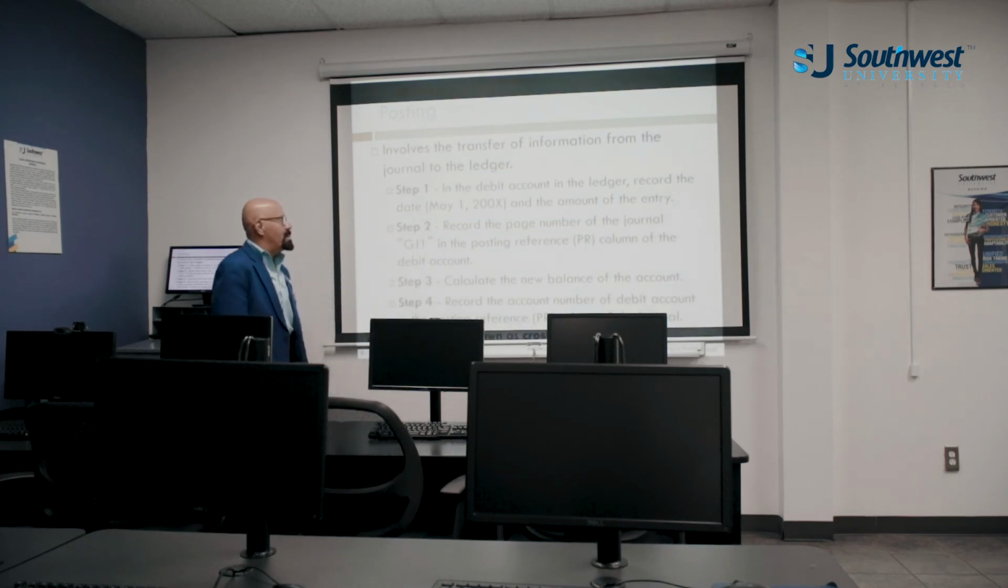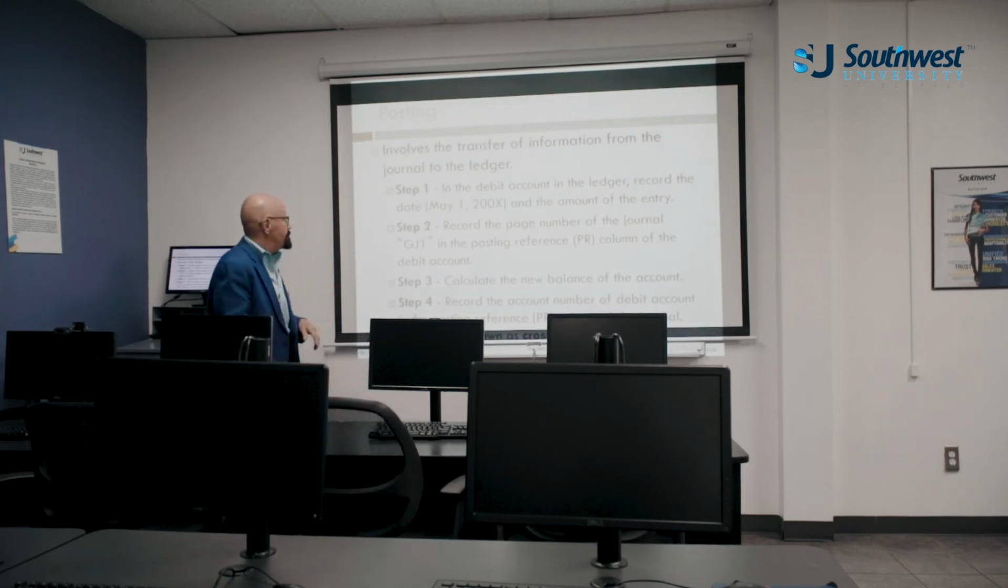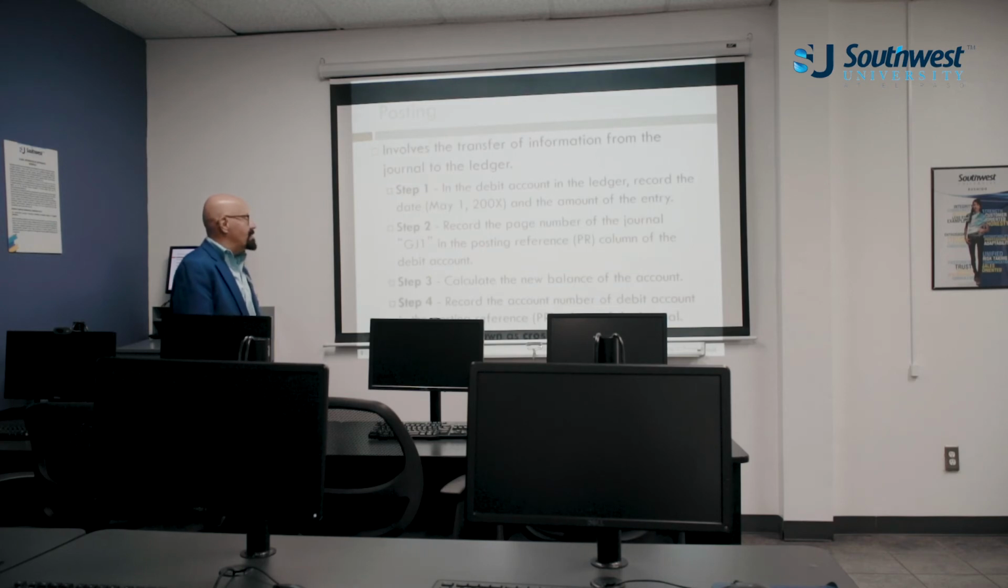Okay? Step 3, calculate the new balance of the account. As transactions go on, each account in the ledger, the balances are going to change because that's just how it is. Step 4, record the account number of debit account in the posting reference column of the journal.